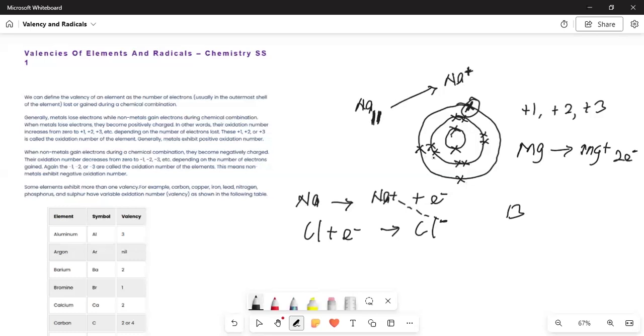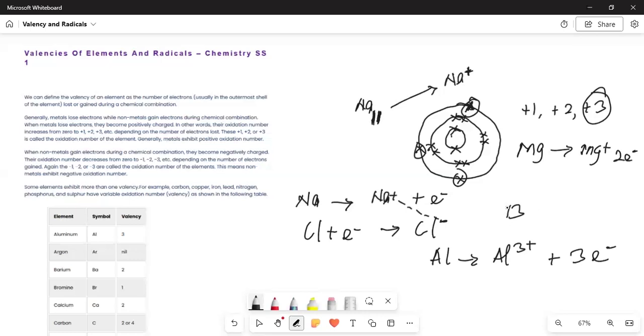They are removed, then non-metals accept the three of them. So these three outer electrons make aluminium have what? Valency of plus 3. That is, whenever it ionizes, these three electrons are removed. That is 3 plus, plus the electrons that are removed.